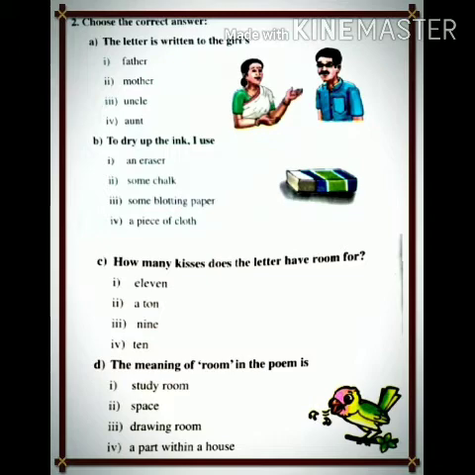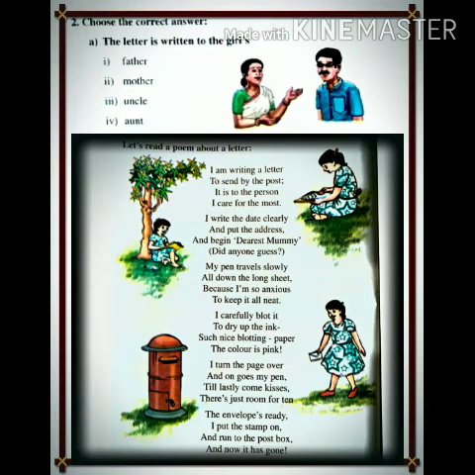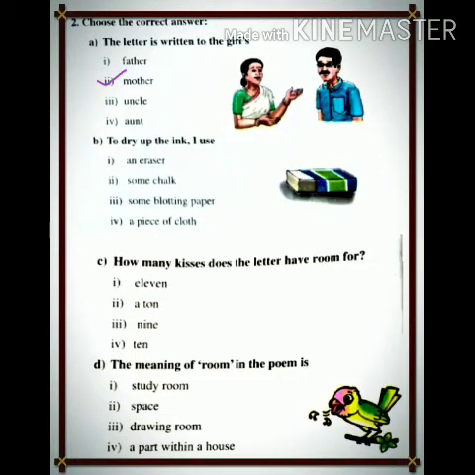Question A. The letter is written to the girl's... Options: father, mother, uncle, aunt. What will be the correct answer? Let's see the poem. Look at the second stanza. I write the date clearly and put the address and begin. Dearest Mummy. Here, look at the word Dearest Mummy. Mummy means mother. So the correct option will be number 2, mother. So take the number 2 option.